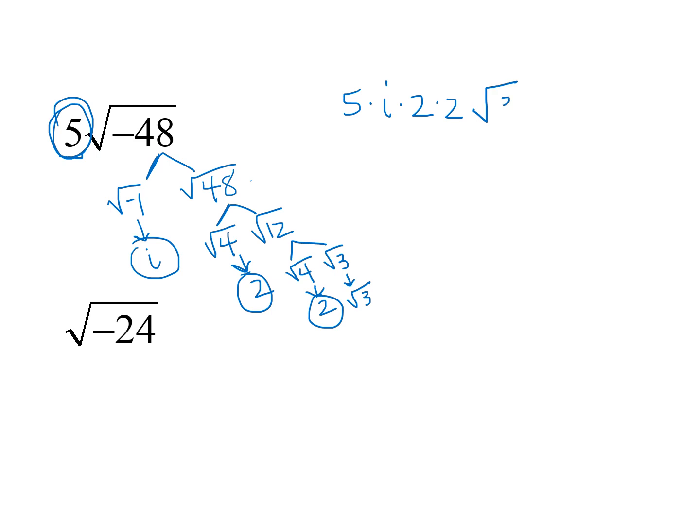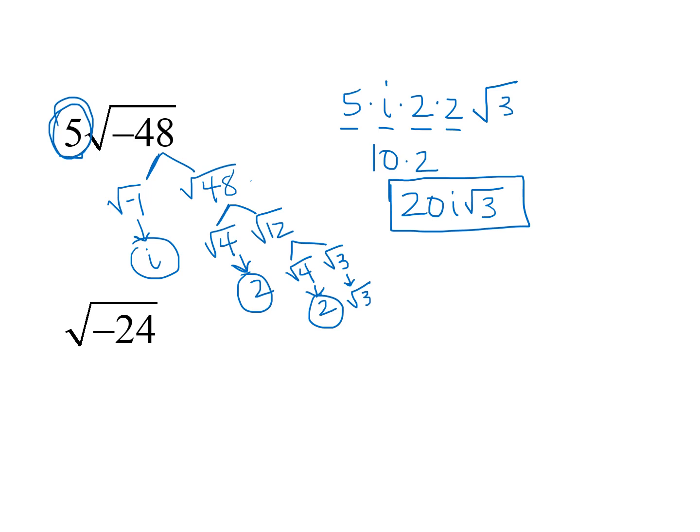So the i I'm just going to leave, and I'm going to work with the numbers first. So 5 times 2, that would give me a 10. Then we got to multiply that by another 2. So that's going to give me a 20. Now again, we still have that i, so I'm going to write i, and then we have our root 3. So I'm going to bring down that root 3. This would be our final simplified answer. Again, the i has to be there because of the negative.